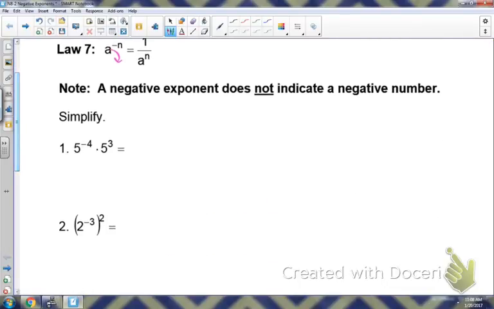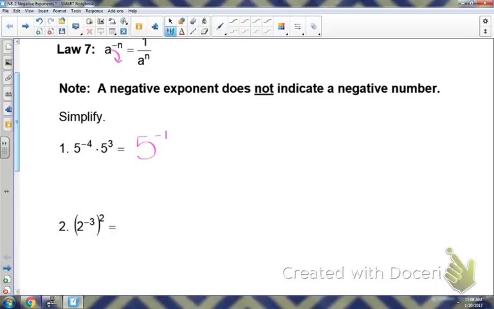So if you look at number 1, those 5s are bases and not coefficients. So we're not going to multiply them. We're going to keep the base the same. And when you multiply, we talked about yesterday, you add the exponents. Negative 4 plus 3, we get negative 1.